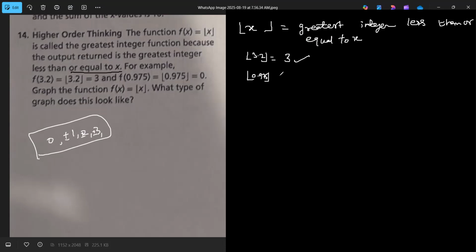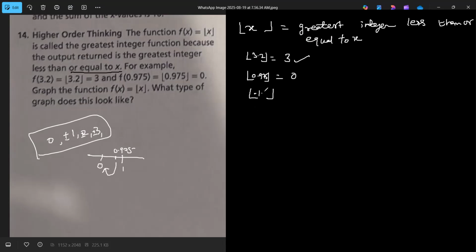What is the integer less than 0.975? 0. You can plot it like this. This is 0, this is 1, and this is 0.975, right? So the integer which is less than 0.975 is 0. Understood?